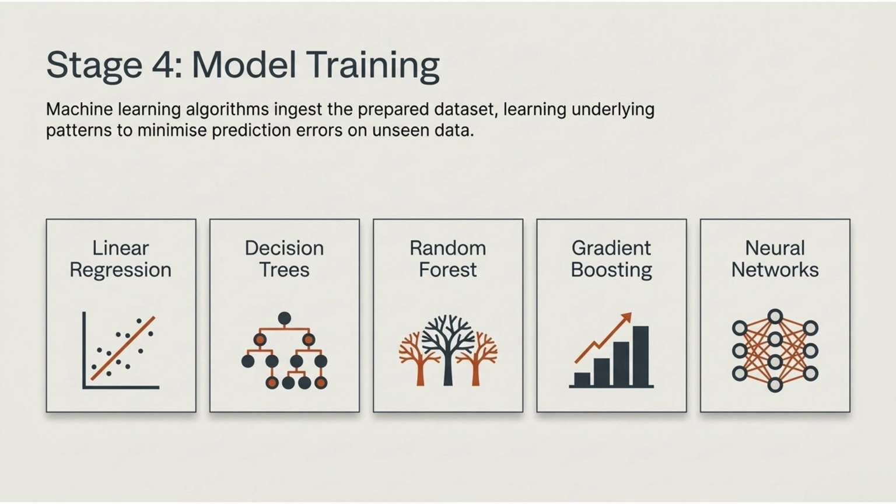Once the data is ready, the next step is model training. In this stage, machine learning algorithms learn patterns from the prepared data sets. Different algorithms can be used depending on the problem. Some common algorithms include linear regression, decision trees, random forest, gradient boosting, and neural networks.